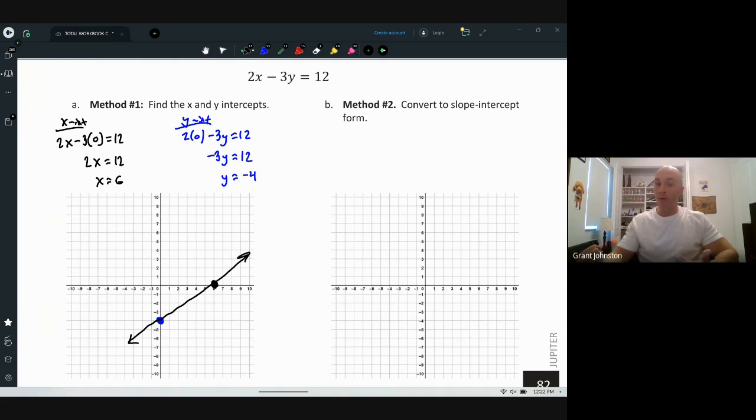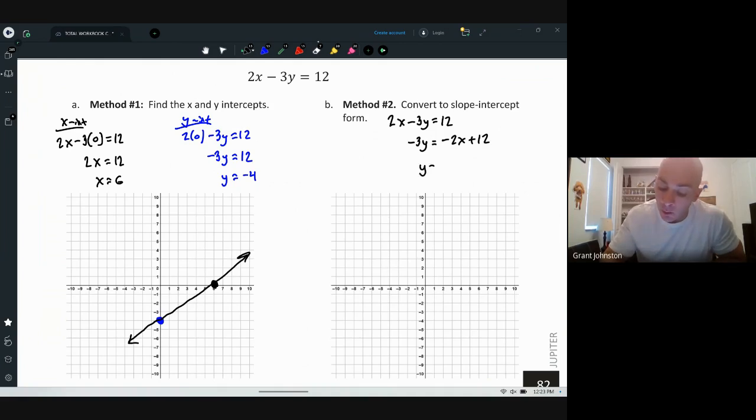Method 2, convert to slope-intercept form. So I'm going to rewrite the equation really fast. So I want to get y isolated by itself because I want it in y equals form. So my first step would be subtract the 2x from both sides. So I'm going to have a negative 3y equals negative 2x plus 12. And then divide by negative 3.